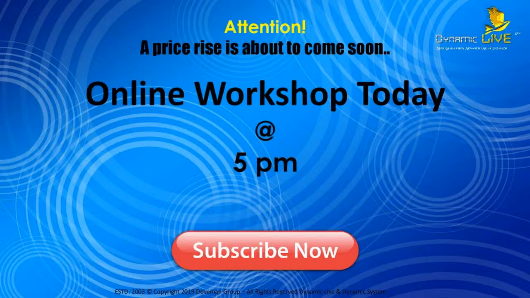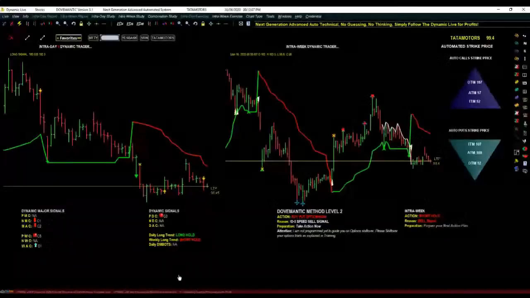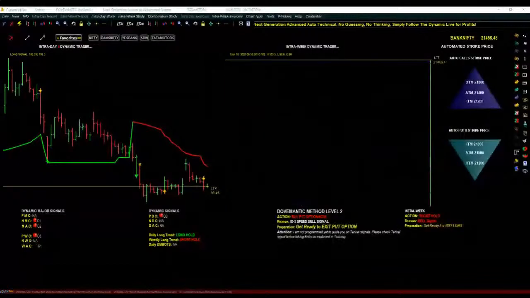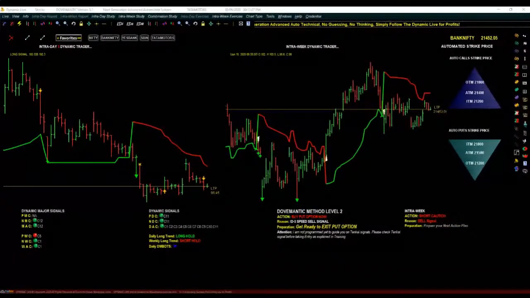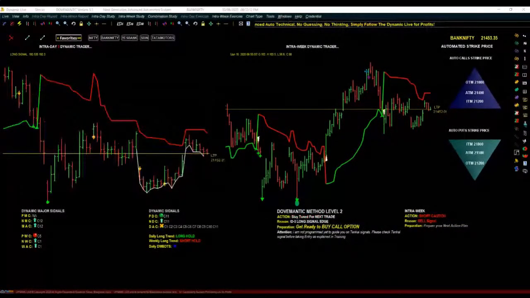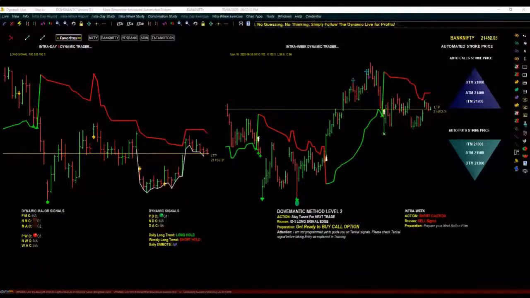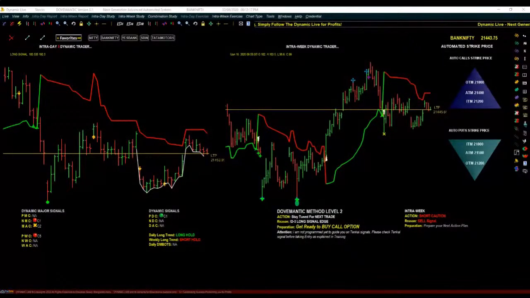Now, Mr. Sandeep Dikshit wants to know, tell me the current position of Bank Nifty, sell or buy. Let us go check what's happening in Bank Nifty. I'm trying to open Bank Nifty. Let us see. Now, here is a case of Bank Nifty. You can see here the action is telling us stay tuned for the next trade. Early in the morning, right at the top, it told us exit call option now.